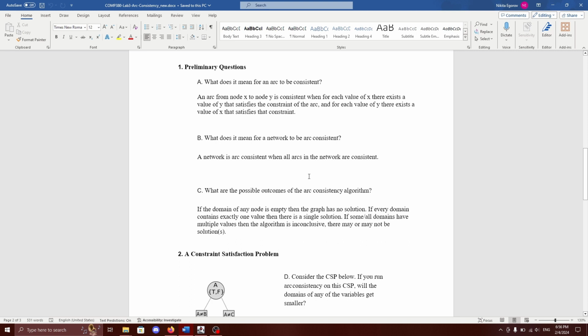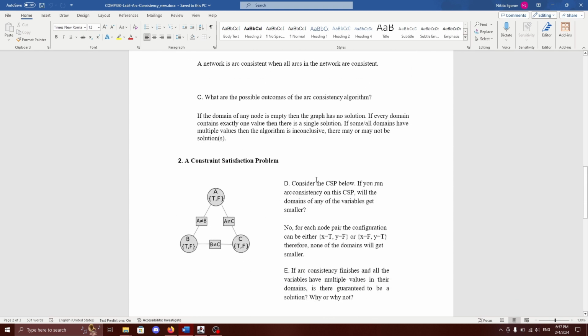Lastly, the three possible outcomes are either every node having one value, which will result in a unique solution. So those values are a unique solution to the problem. One or more nodes have no values in their domain, which means that there is no solution, or one or more nodes have multiple values in their domain. That means that arc consistency is inconclusive. There may be no solutions, there may be multiple solutions.